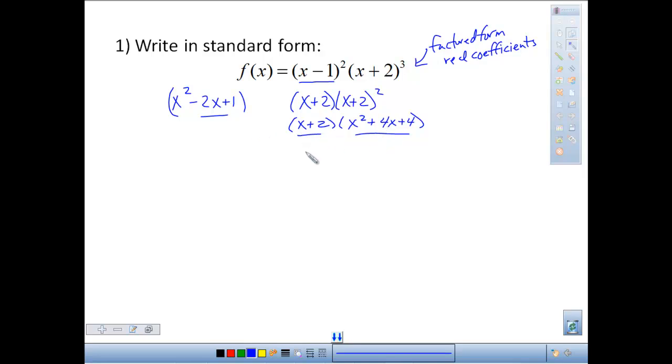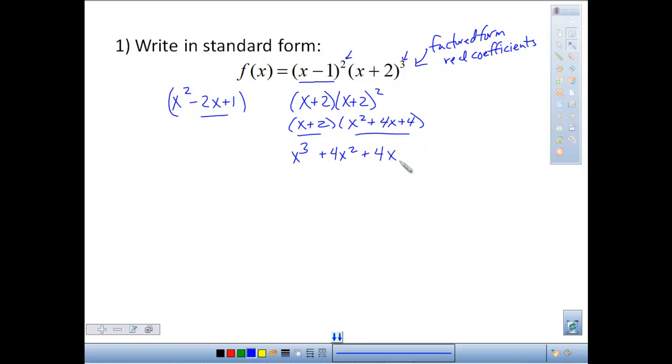So it is going to be kind of messy. Obviously, it's going to be to the 5th degree because I look at my exponents and I know when I multiply it out, it's going to be the 5th degree in the end. So I'm just going to basically multiply out. So x times x squared is going to give me x cubed. x times 4x is going to give me 4x squared. And x times 4 is going to give me 4x.